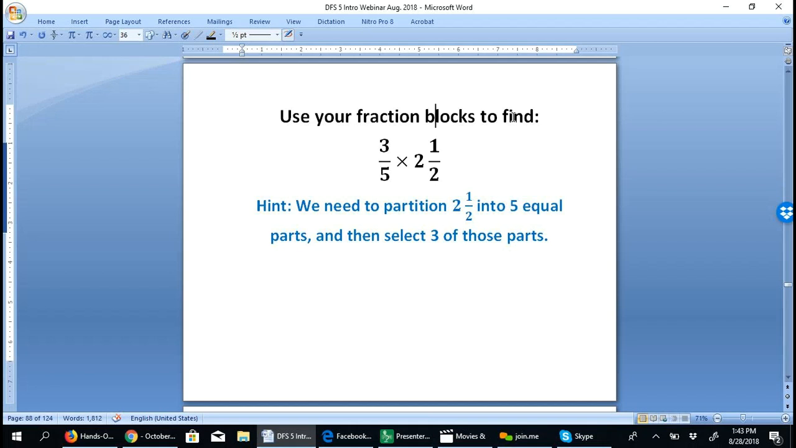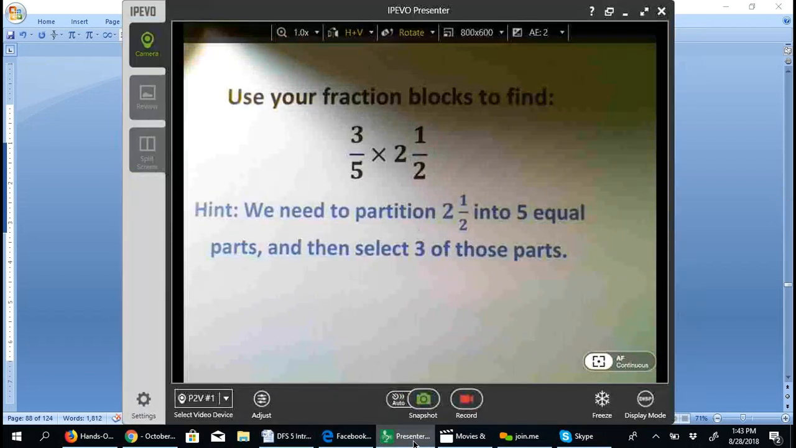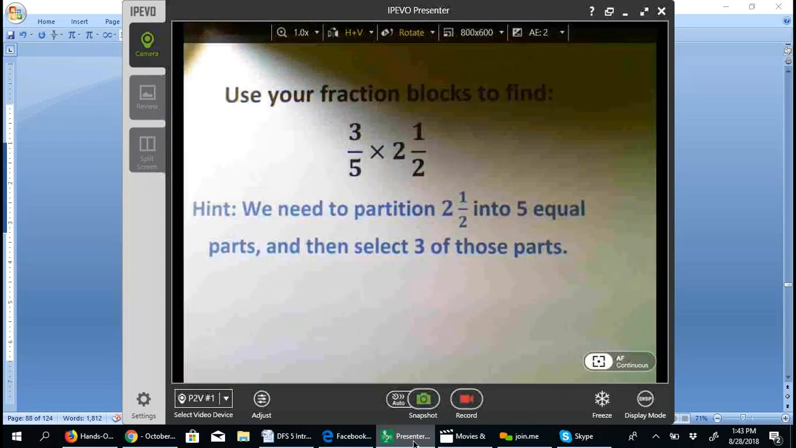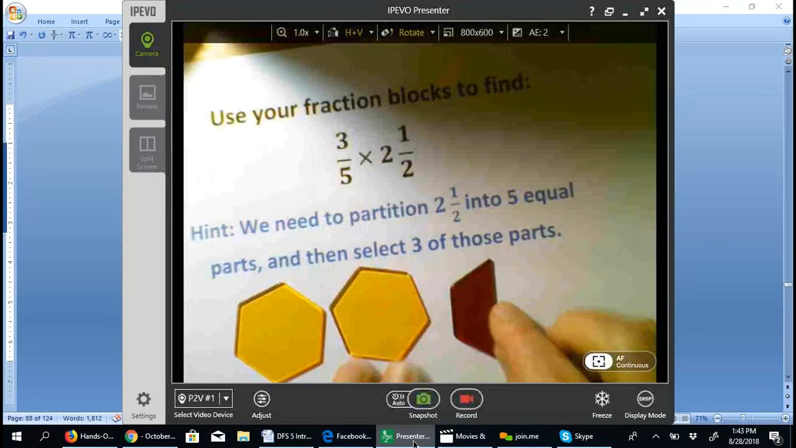Okay. Wow, this one looks interesting. I'm going to need your help here. We need to figure out 3/5 of 2.5. Now you're saying, how do we work with fifths when we have fraction blocks? So I need your help. What should I start with in order to find 3/5 of 2.5? What should I start with? Okay, so Anne is telling me to begin with 2.5. Okay, I'm going to do that. 1, 2.5.